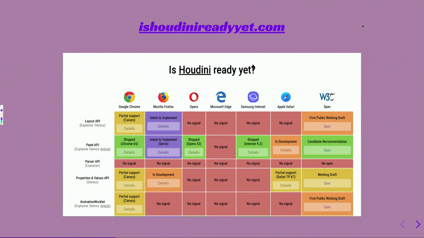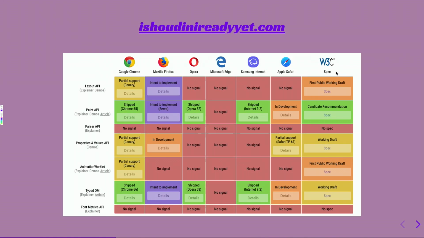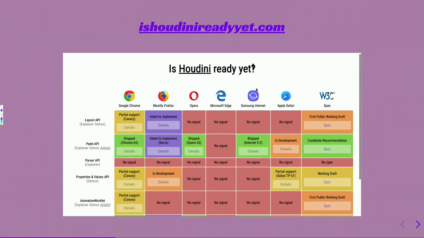There's a really great website called ishoudinireadyyet.com, and this shows all of the different APIs in Houdini and their current support level. So you can see it's still a very experimental spec, but I do think that this is what we are going to see as the future of how to write CSS and how to write polyfills for styles. The browser vendors have all sort of agreed that this is a direction they're going to push forward with. It's just going to take some time to get there and to implement all these different APIs. They also all work in a little bit of a different way and handle various styling tasks. So I'm going to go through those and talk about what they can do for you.